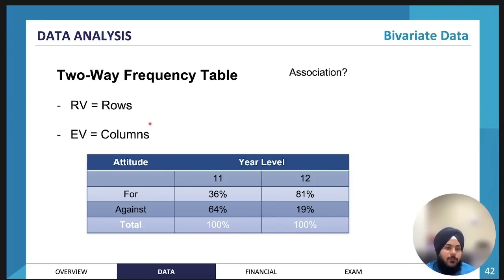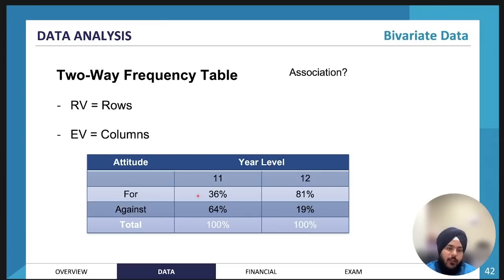Okay, next we have two-way frequency tables. Again, very similar to percentage frequency segmented charts, we have two variables. One variable, usually the explanatory variable, is going to be on the left-hand side, and then the response variable on the top.